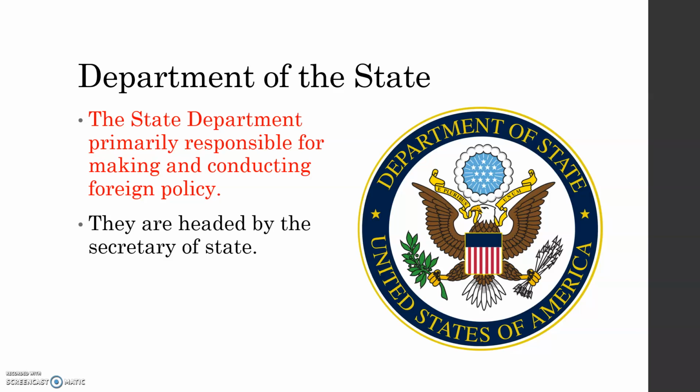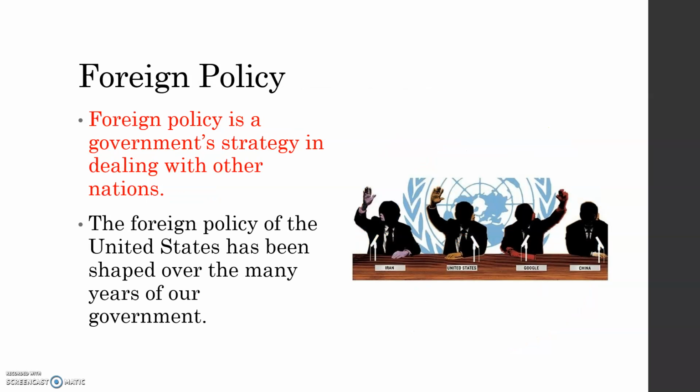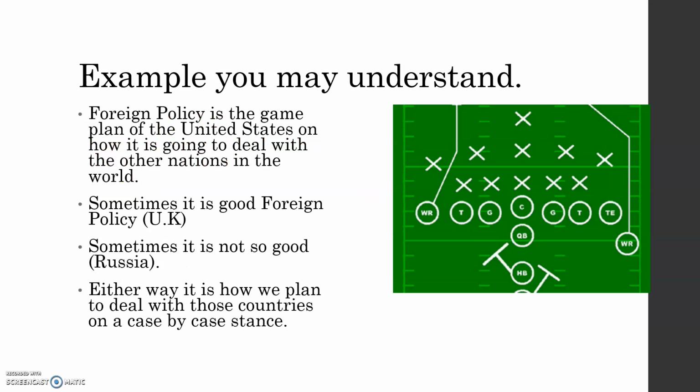Now, as long as you know what foreign policy is, that definition should be pretty straightforward. But it's never that simple, now is it? So, what is foreign policy? Foreign policy is basically a government strategy for how they're going to deal with other nations. U.S. foreign policy has been shaped over the years by various events and alliances and wars and all that different stuff. But let me tell you in terms that you might be able to understand.